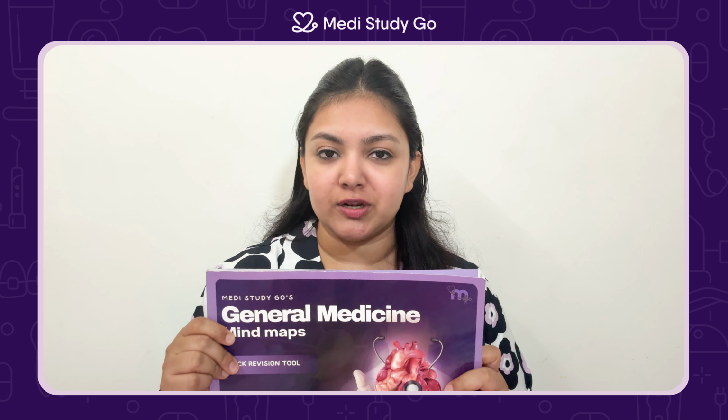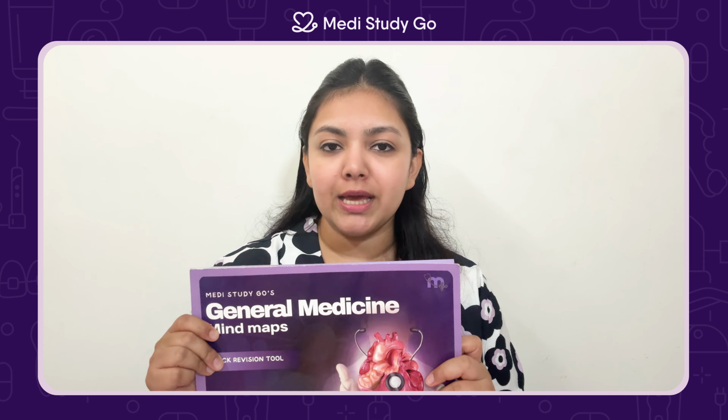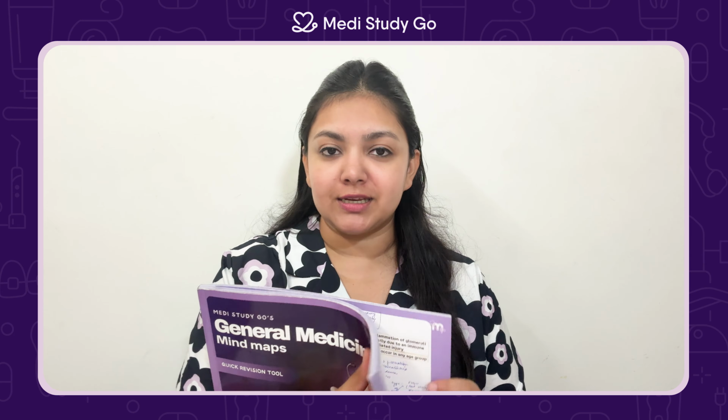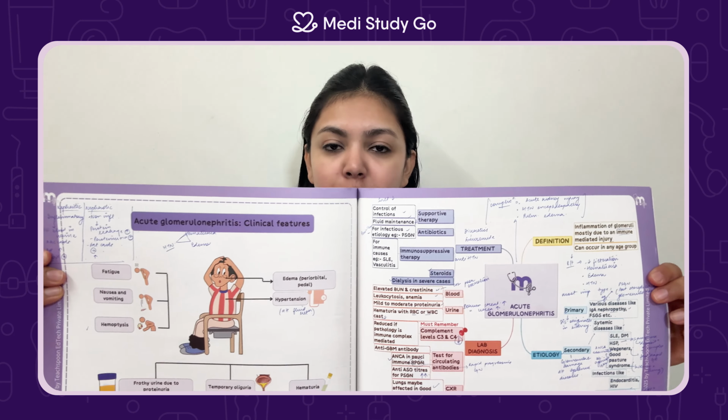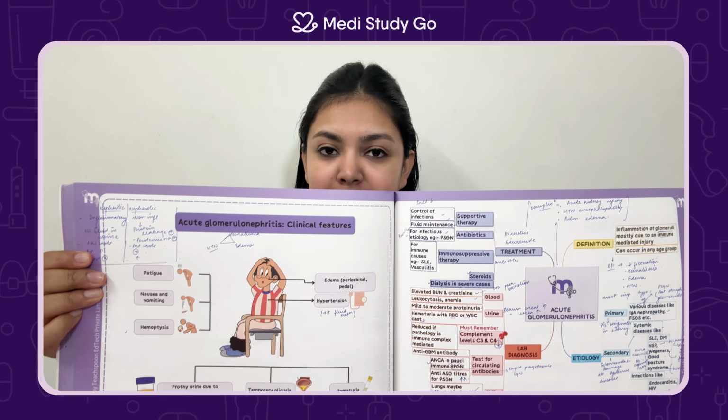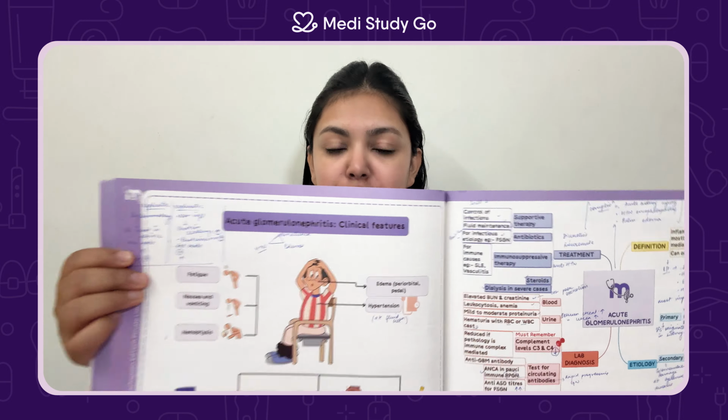And for that, I shall be referring to this Mind Maps book for general medicine by MediStudy Go. Now, why is this book so special? Because it contains every topic in a sorted-out manner wherein every topic has headings and pictorial representation for all the clinical features and pathophysiologic reactions.